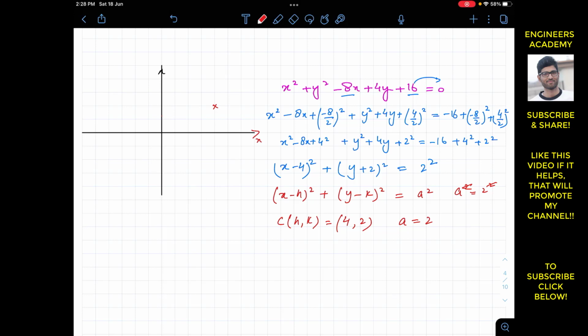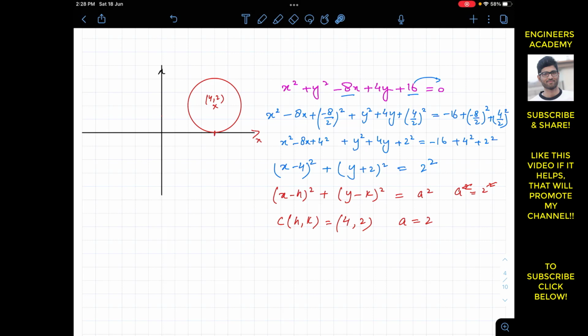So now let's draw. We need to have the circle, 2 divisions on this side, 2 divisions, 2 divisions, and 2 divisions on this side. So that will give us that required circle. So let's make a circle. This is our required circle, and as we can see it has only the x-intercept. Somewhere here is the x-intercept. The center is at 4 2.